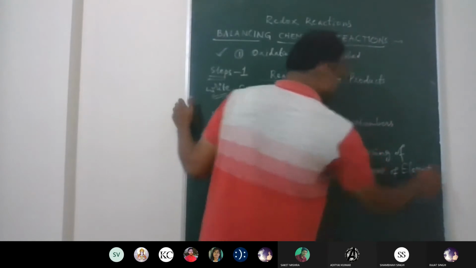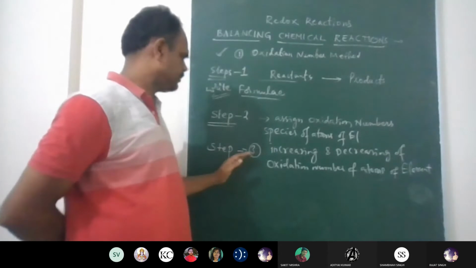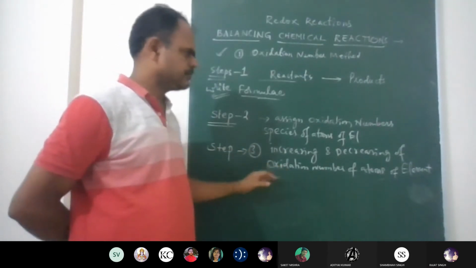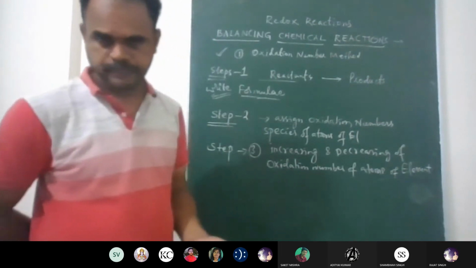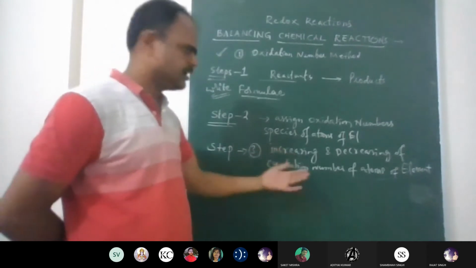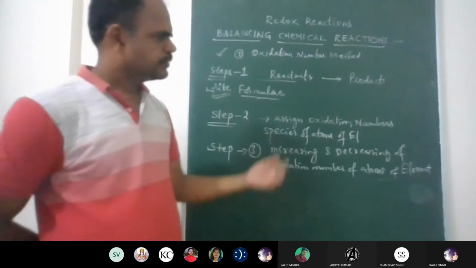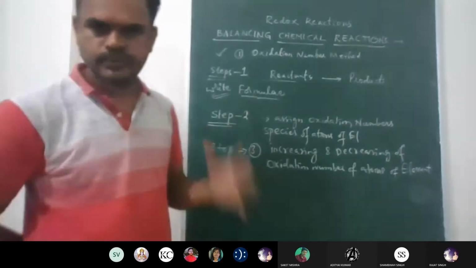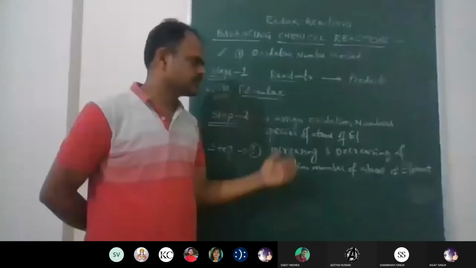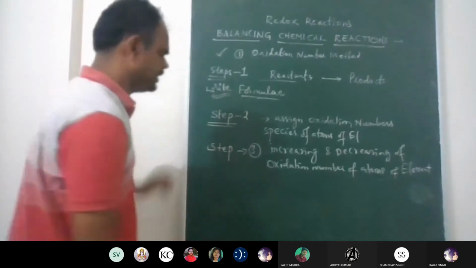Atoms of elements we should notice. In step 3, we should find out the increase and decrease of the oxidation numbers of atoms of elements. How much the oxidation number is increasing, how much it is decreasing. Then we should equate the number of electrons on both sides. So that is step 3.